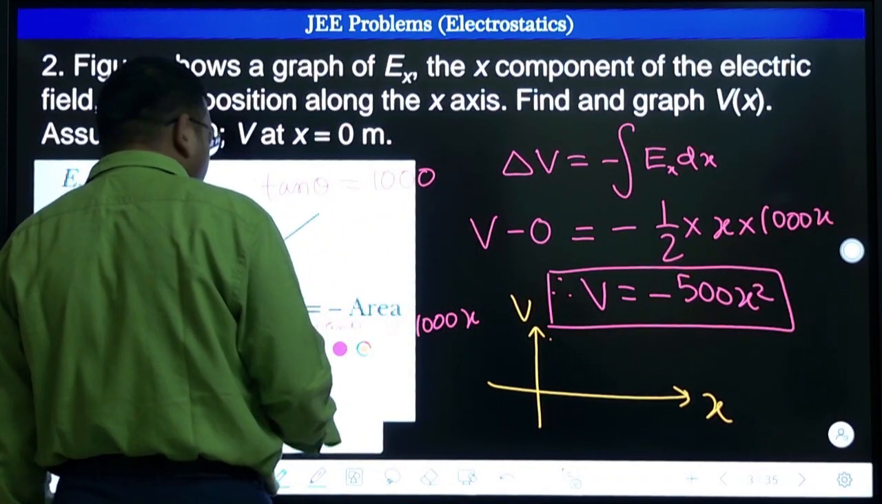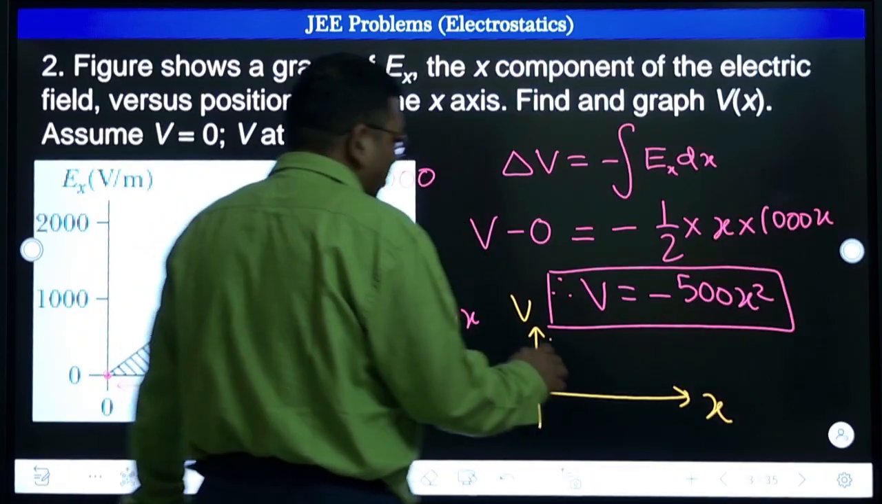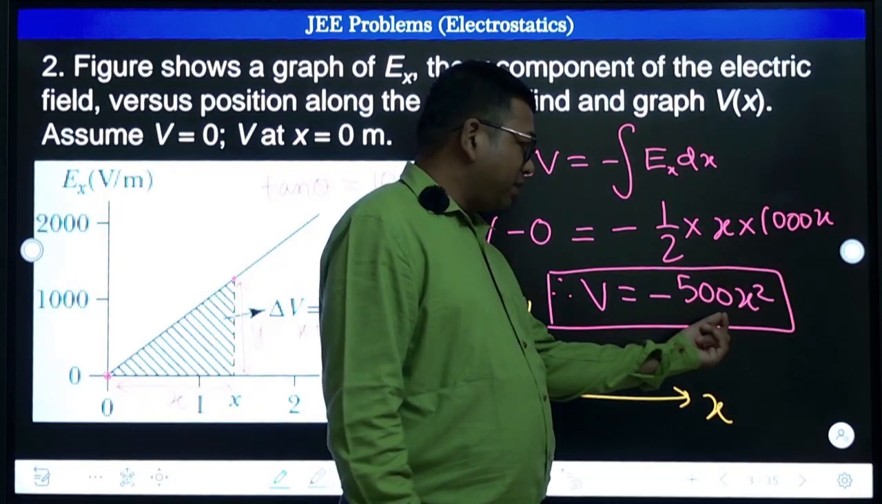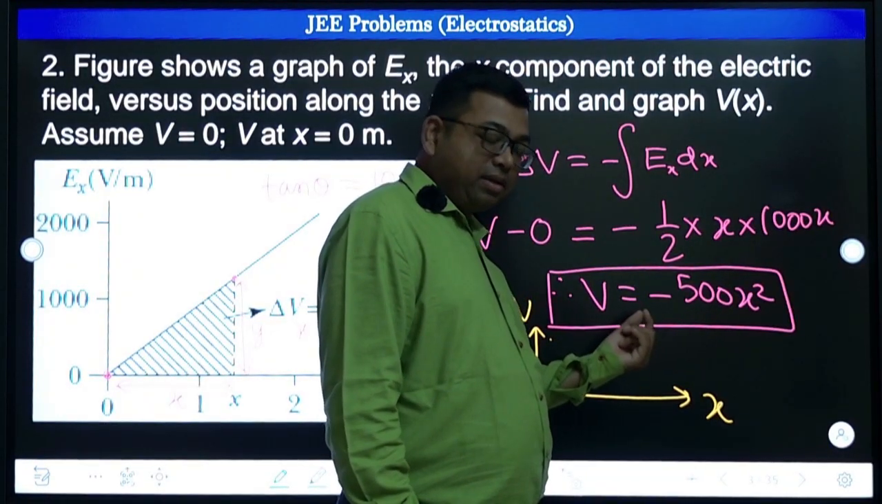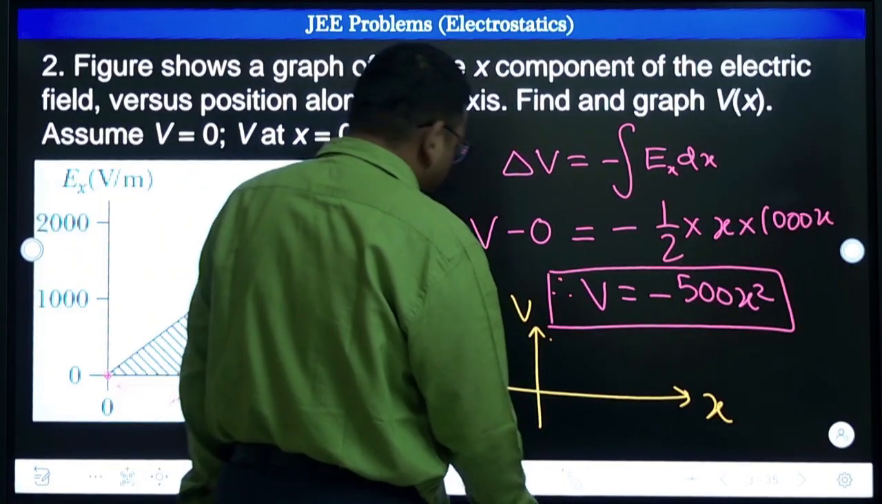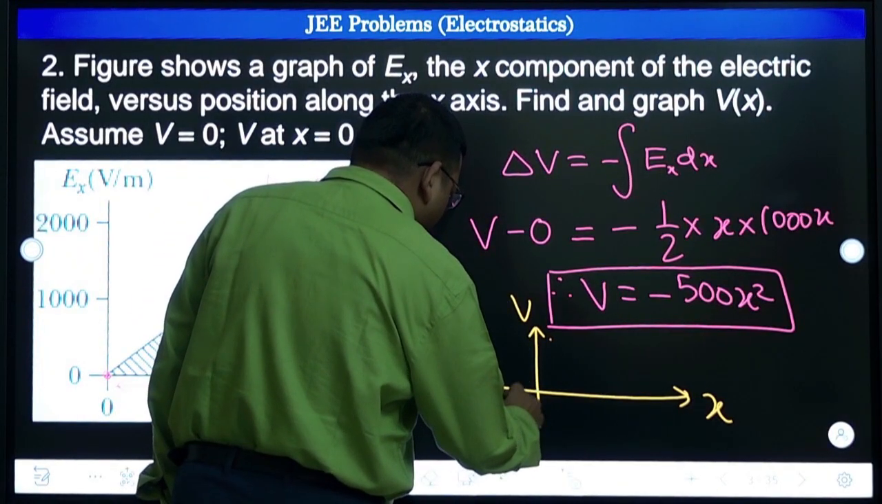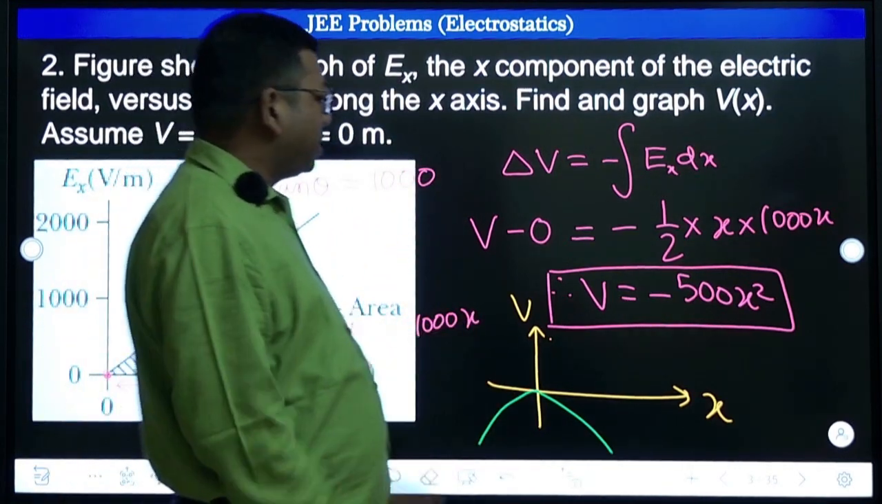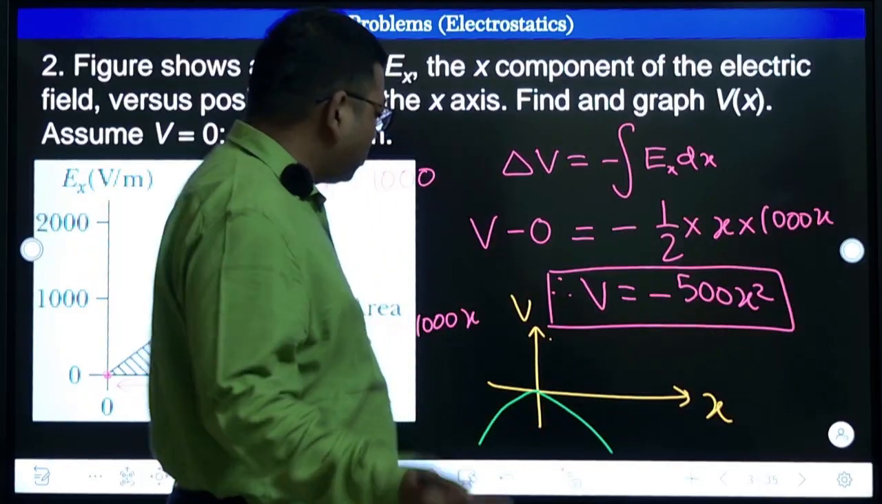It is not a big thing. But also note here one important thing, that it is a symmetric graph. Either if you put x as positive or x as negative, y will always be negative. So the graph is going to be a parabola like this. We can draw that, that's all, right? Let us move to the next question.